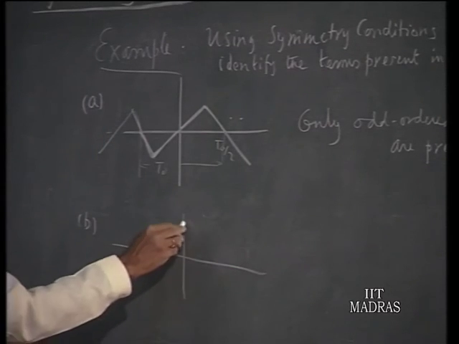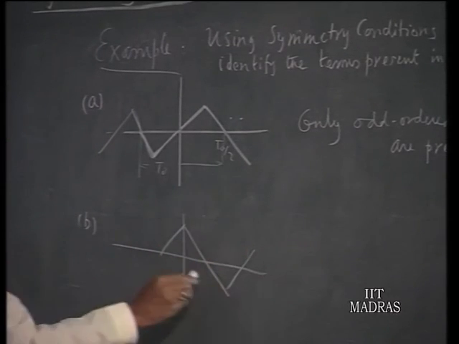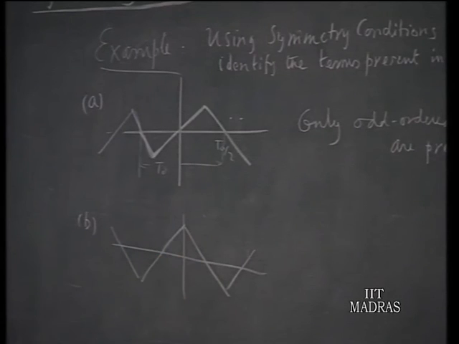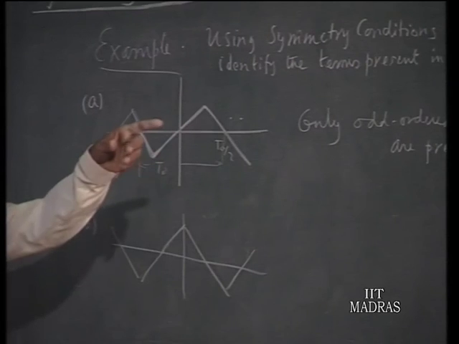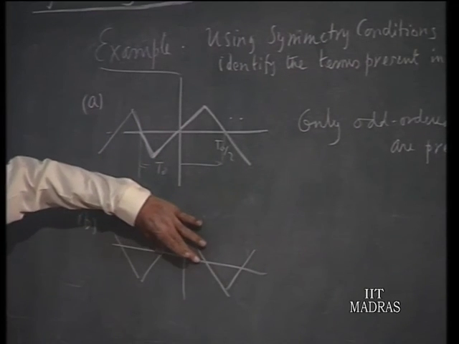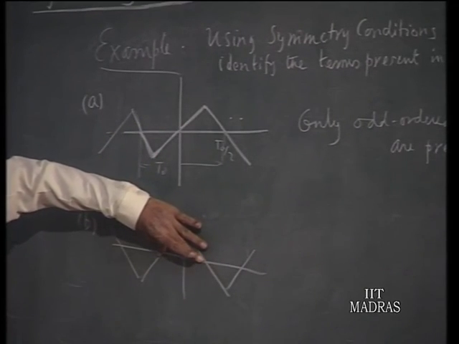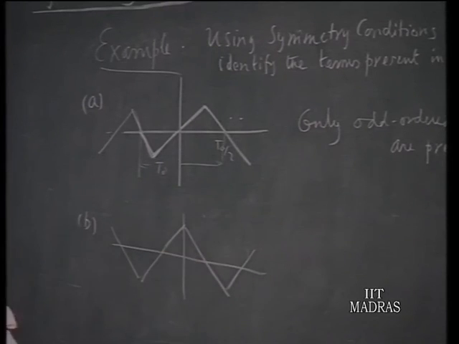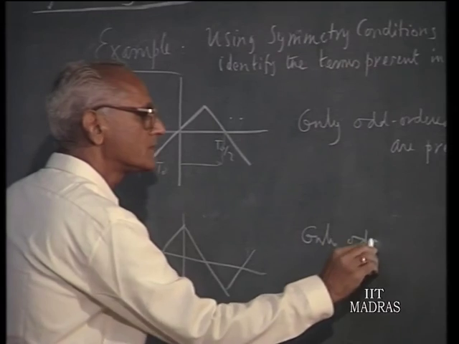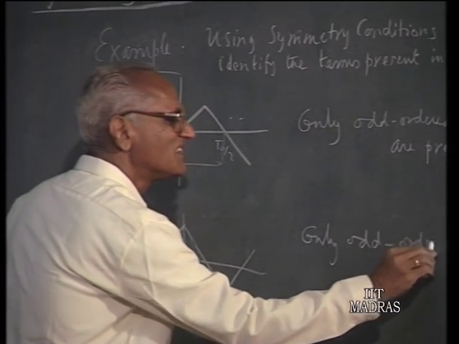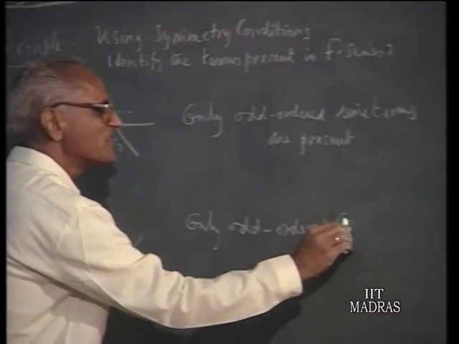Suppose I shift this waveform and have something like this triangular wave symmetrically situated at the origin, then what we have, this is an even function of time, therefore cosine terms are present, but that half wave symmetry we talked about still persists. Whatever is occurring in this half cycle will repeat itself, therefore we can say now it will have odd ordered cosine terms only present.